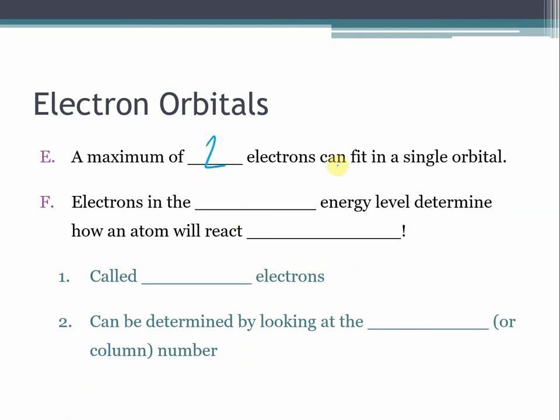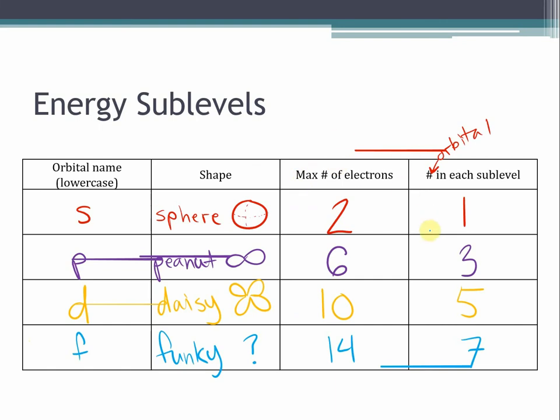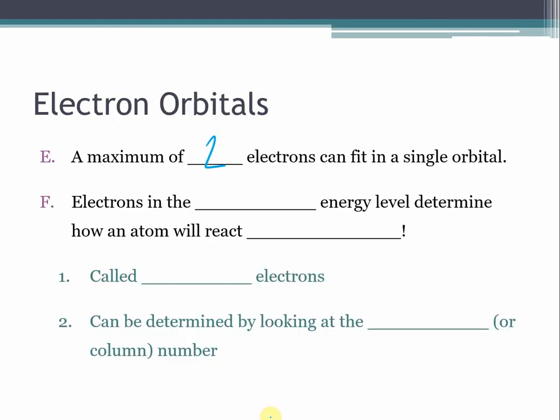So we just saw in one orbital we could fit 2 electrons because 1 times 2 is 2. In 3 orbitals we could fit 6 electrons because 3 times 2 is 6. In 5 orbitals you can fit 10 electrons because 5 times 2 is 10. And in 7 orbitals we can fit 14 electrons because 7 times 2 is 14.